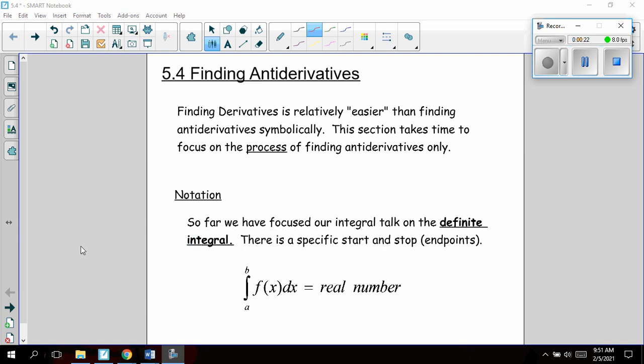Like it says, finding derivatives is relatively easier than finding antiderivatives symbolically. This section, we're going to take time on the process of finding antiderivatives only. So we're only talking antiderivatives here.